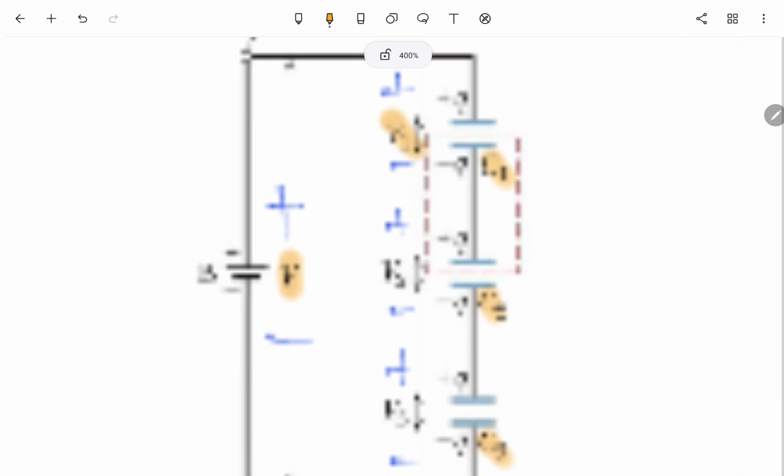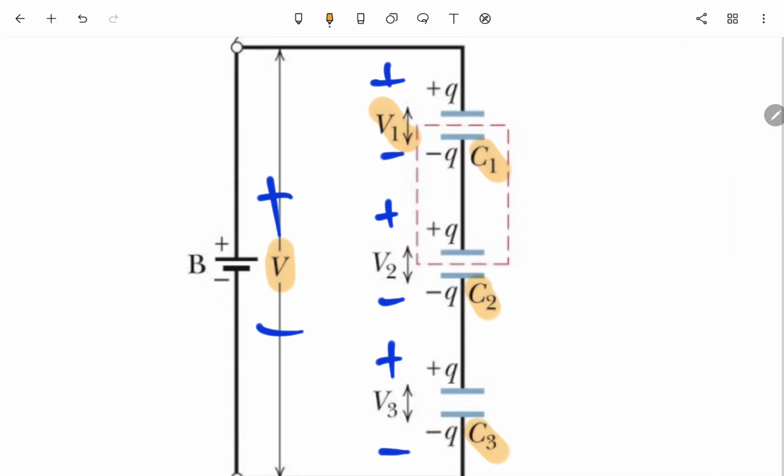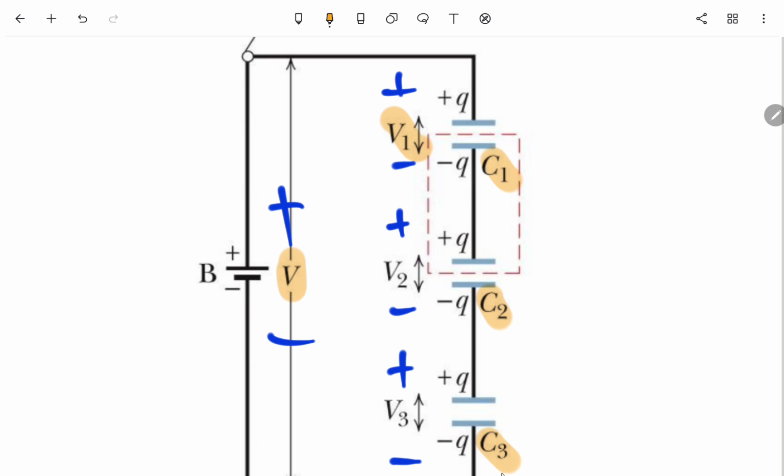And here we don't have a shared V for the capacitors. So for C1, C2, C3, we have different potential differences, V1, V2, and V3. But here the shared variable is the charge amount. So here we have positive Q, negative Q, positive Q, negative Q, positive Q, negative Q.